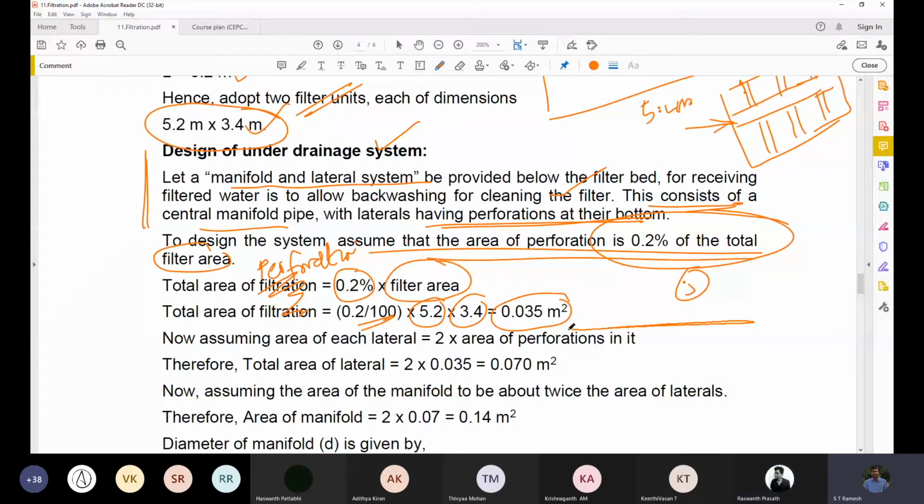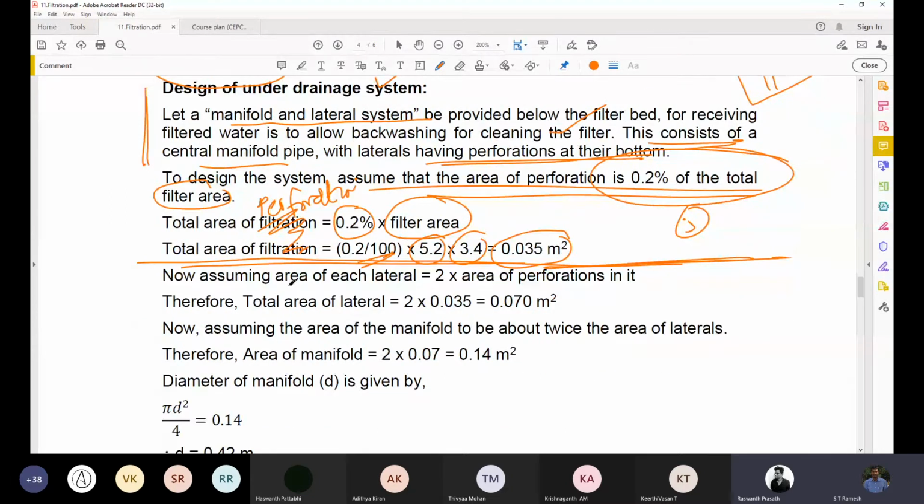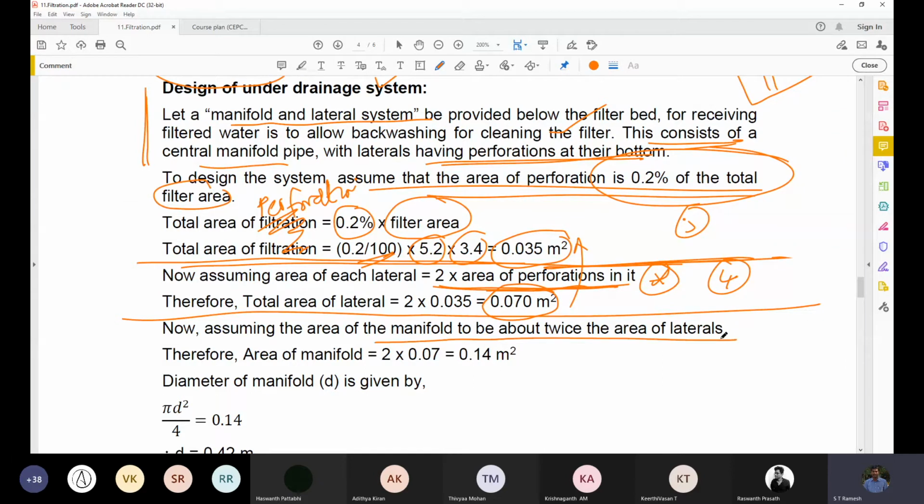Please make a note that up to this we have a sub-segment on how to calculate the area of perforations. Now assume the area of each lateral is equal to 2 times the area of perforations in it. This is the fourth assumption. So the total area of the laterals is equal to 2 into 0.035, which is equal to 0.07 meter square.